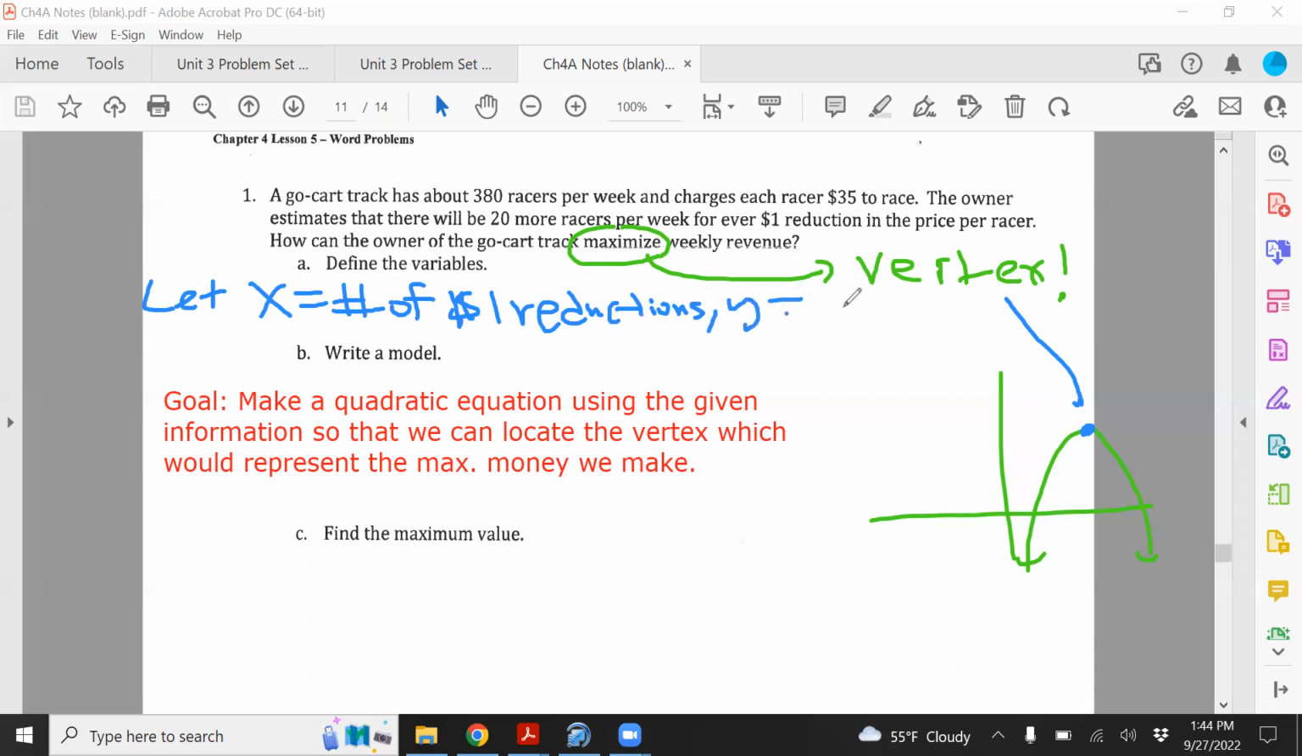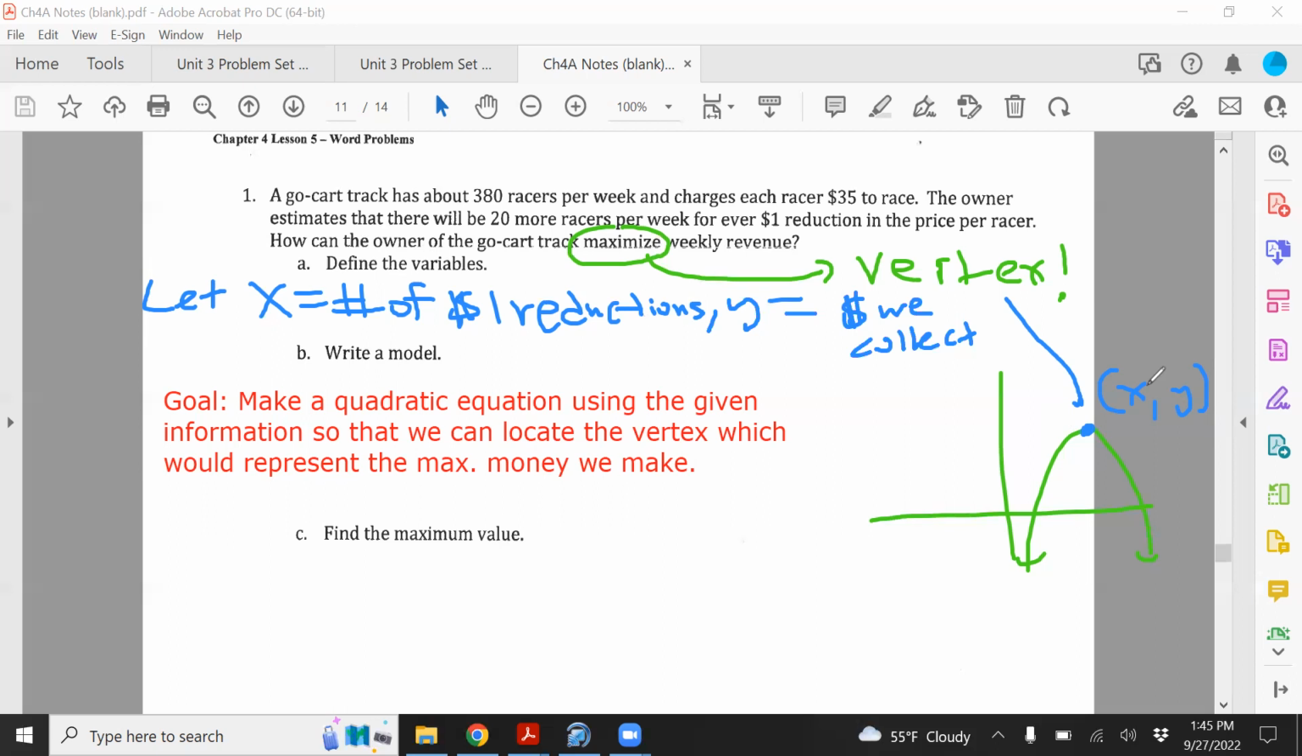Let Y be the money we collect. Those are not terribly obvious, so you might need to practice another problem like this. I have one in the homework. But if we let X be the number of $1 reductions and Y be money, then the vertex makes sense, right? Because if I let Y be money, then the highest Y value is the most money I make, right?